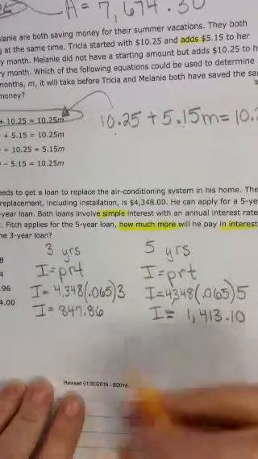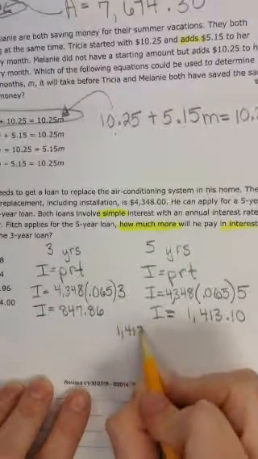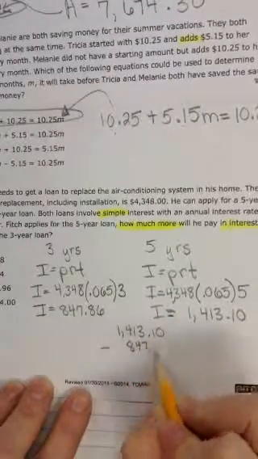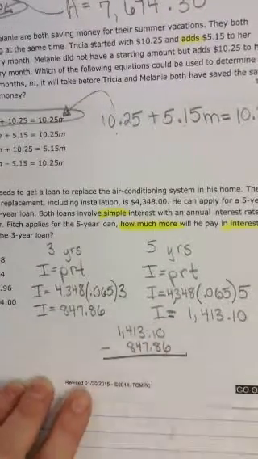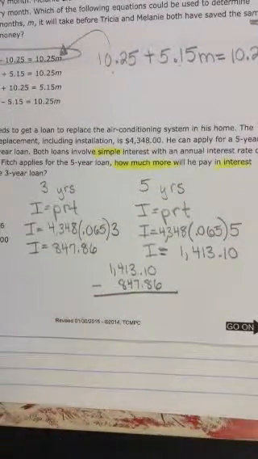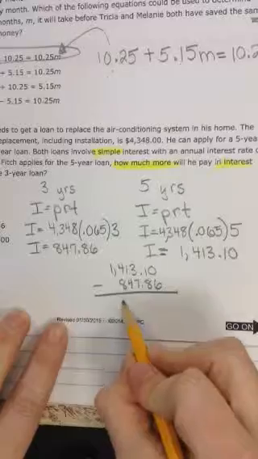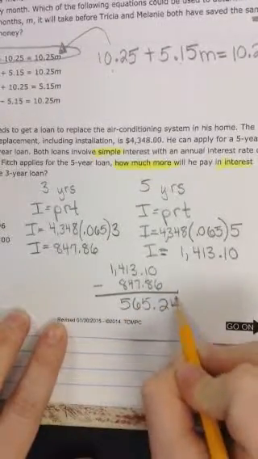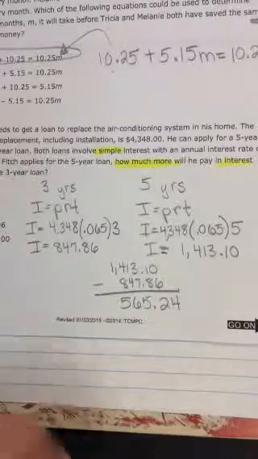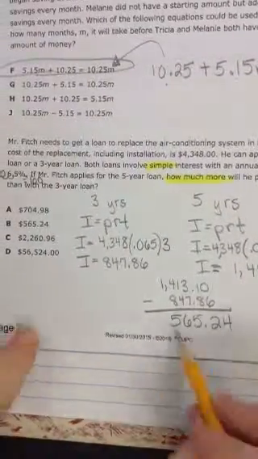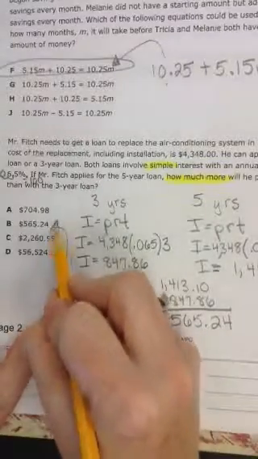Since in the question it said how much more will he pay in interest, now I need to get the difference between these two. Larger one has to go first. Minus. That gives you the answer of $565.24. That answer matched answer choice B.